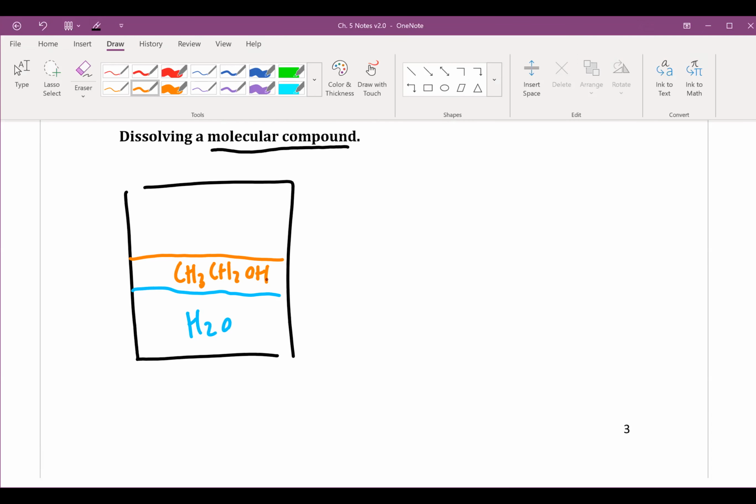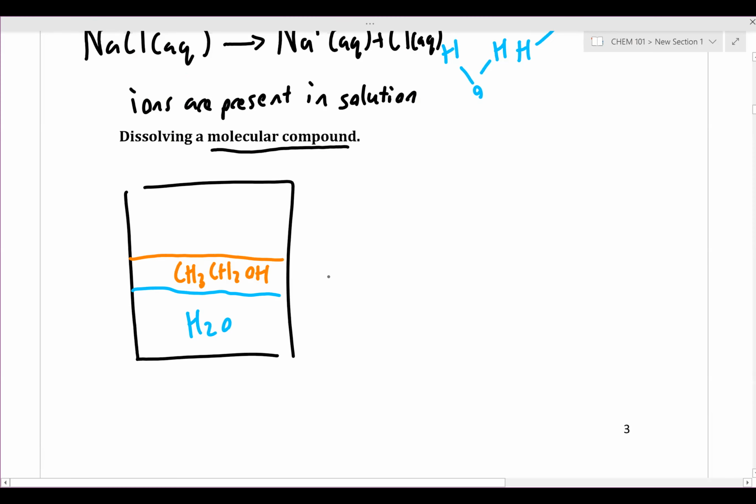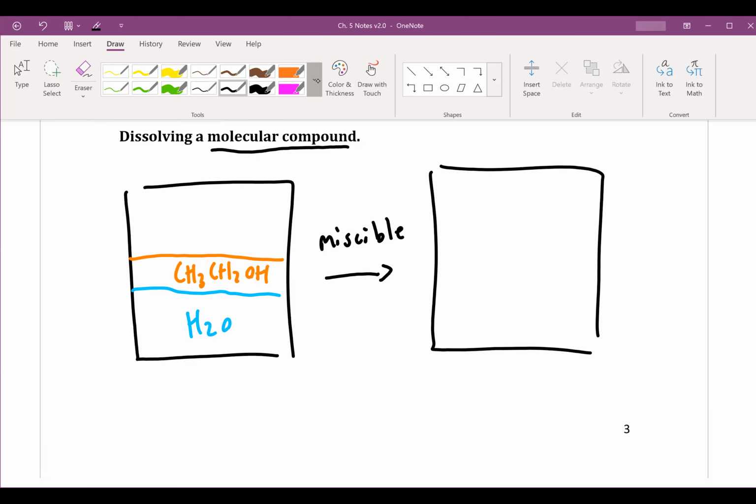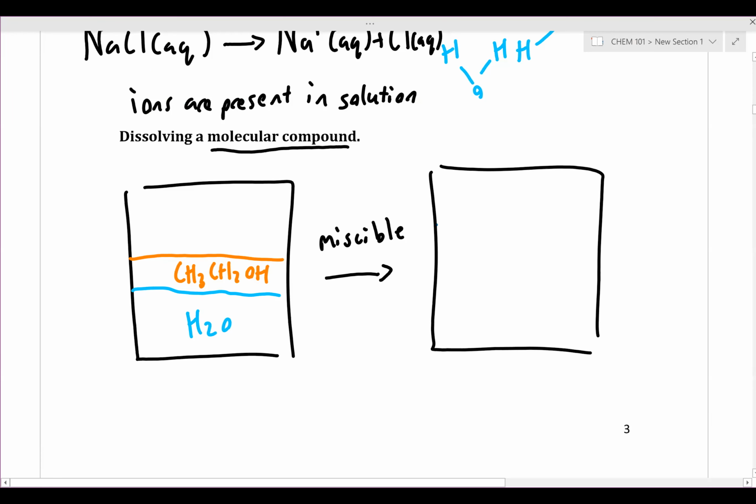So after a little bit, since these solutions are miscible, or mixable, we're going to end up with a nice, clear, homogeneous solution. But what I want us to focus on in this picture is writing out a proper state symbol and answering the question, what is actually present in solution?